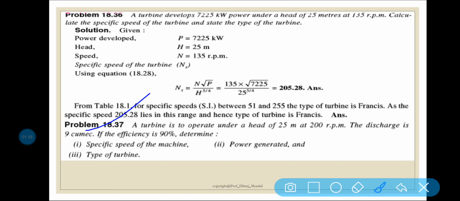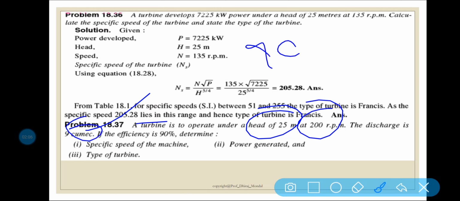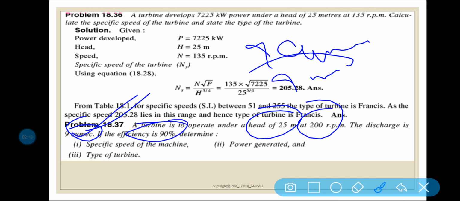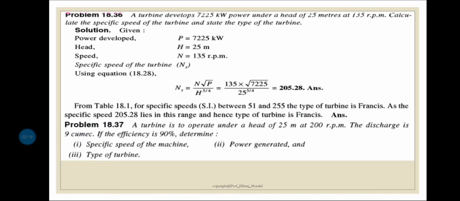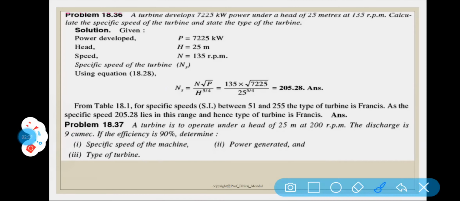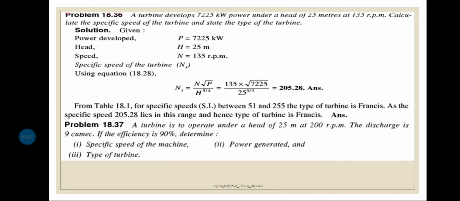Problem 37: a turbine is to operate under a given head, at a given rpm, the discharge is 9 meter cube per second, which is the SI unit, and the efficiency is 90%. Determine the specific speed, power generated, and type of the turbine. Very easy problem. The specific speed formula you know, Ns equals N root P over H to the power 5 by 4.